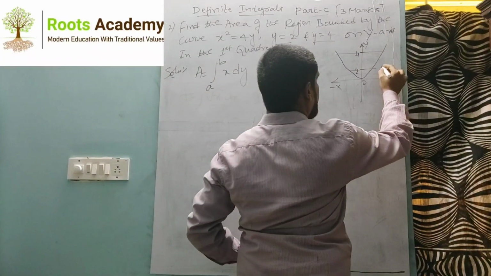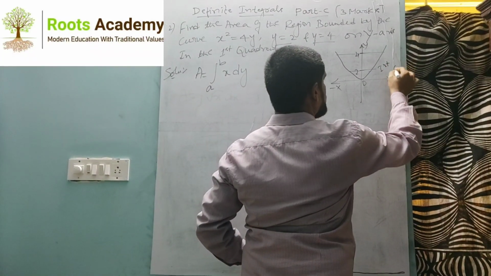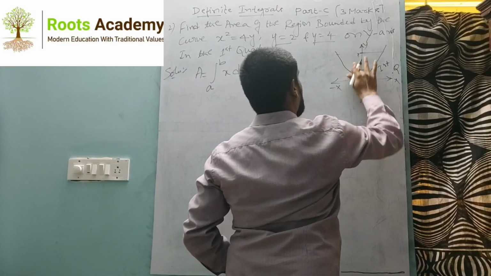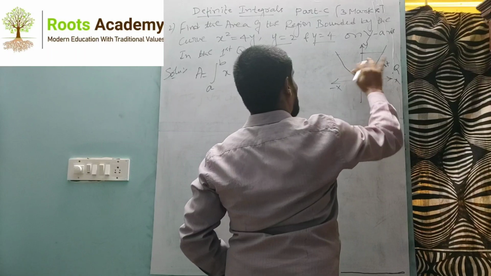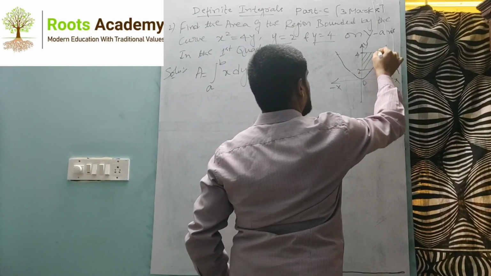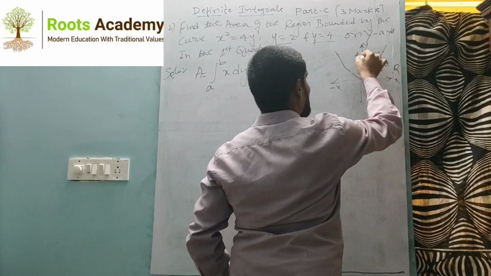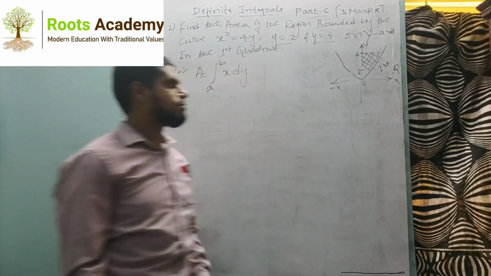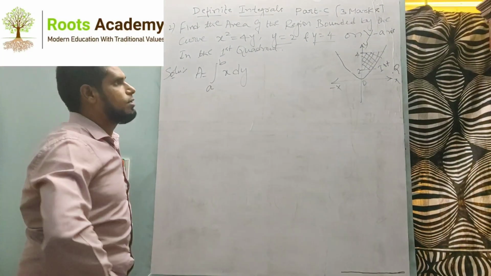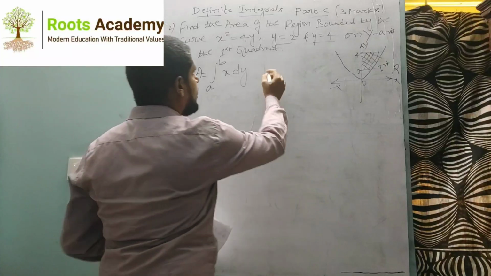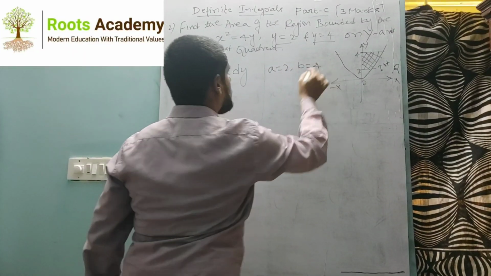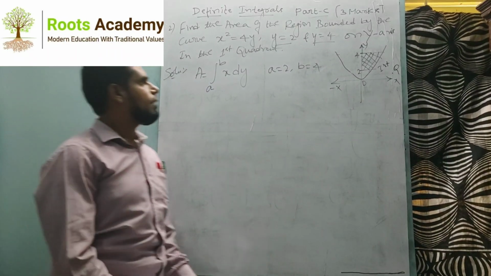So this is the first quadrant. Let me erase these lines, not necessary. Here it is 2, here it is 4. This much area you should find. This much region area I should find. The limits given here are a equals 2, b equals 4. Lower limit is a, upper limit is b.